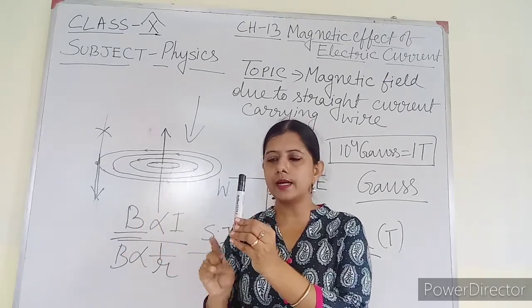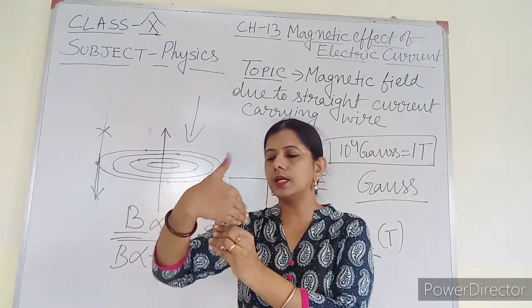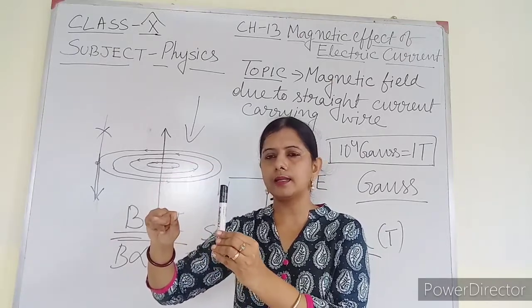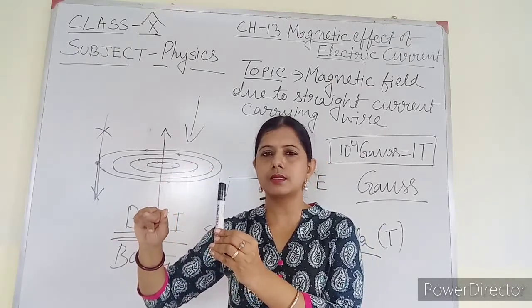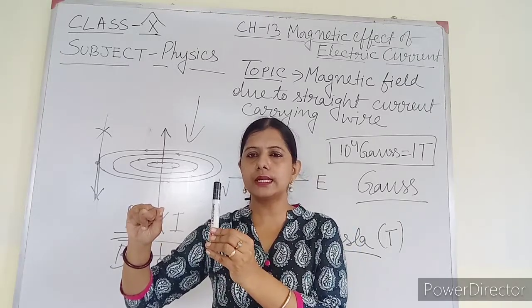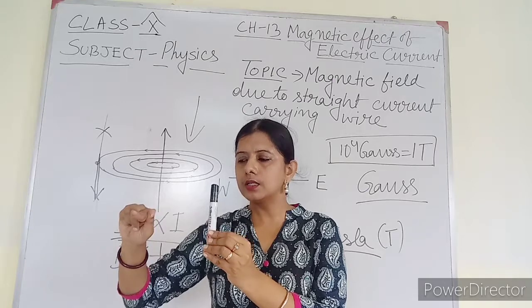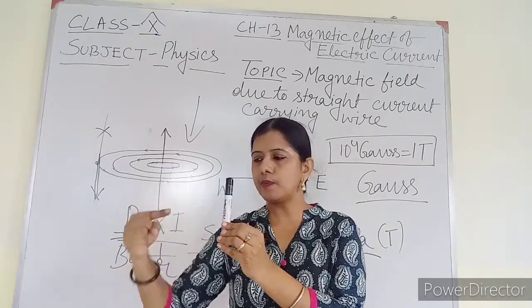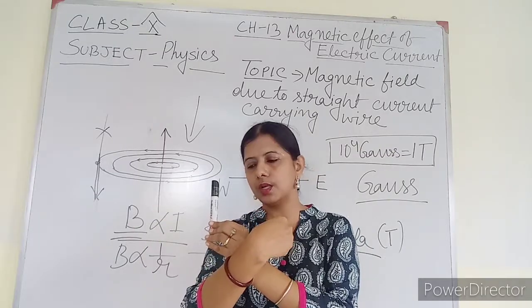Towards the right, if I have to find, the curl is moving like this. This is the point at the right. My finger is pointing in which direction? Upward direction. This is upward direction and this one is downward direction.